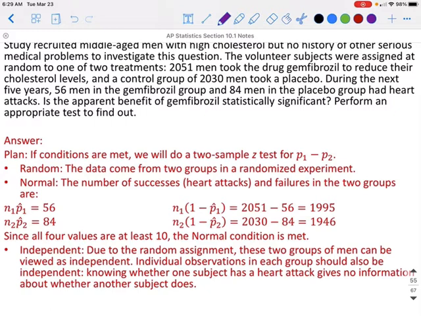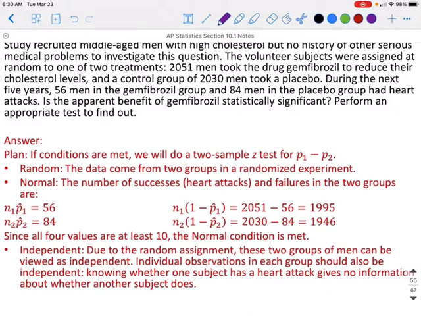We need to check to see if they're normal. So we need to check to make sure, because we're talking about a probability, the number of successes and number of failures for each group, and make sure all of those are at least 10. Now, to do this, we're going to do the sample size times the probability of success, and the sample size times the probability of failure. Or we can just do the total sample size minus how many successes there were, and that'll tell you how many failures you have. And since all of these numbers are at least 10, the normal condition has been met.